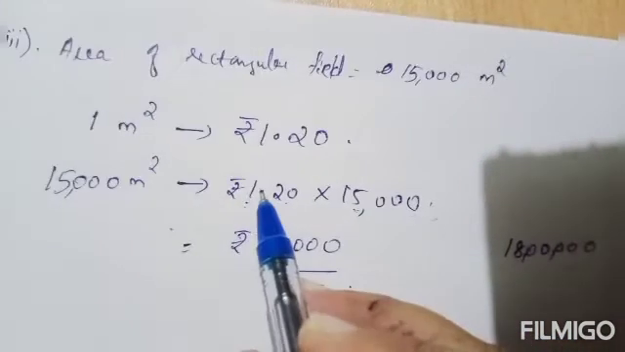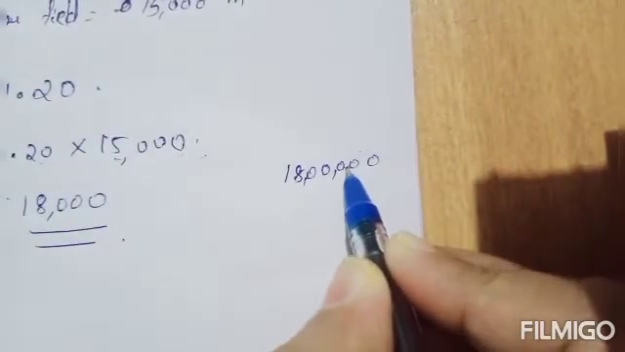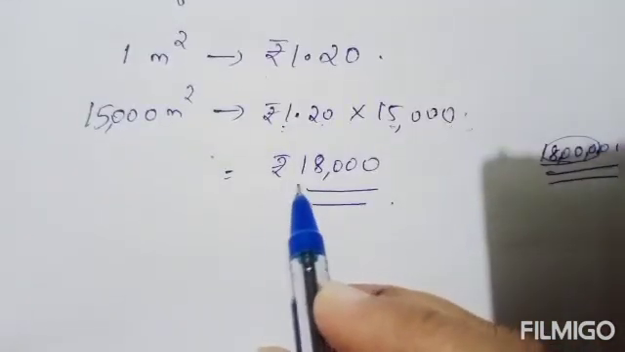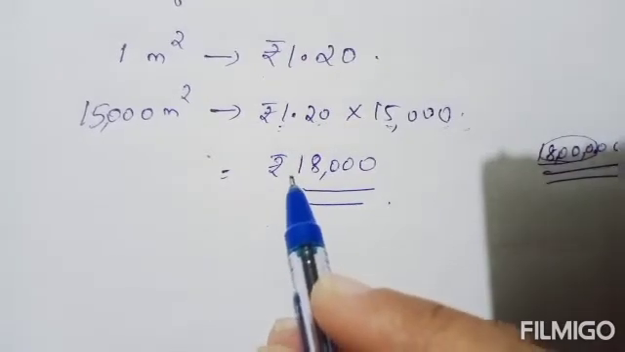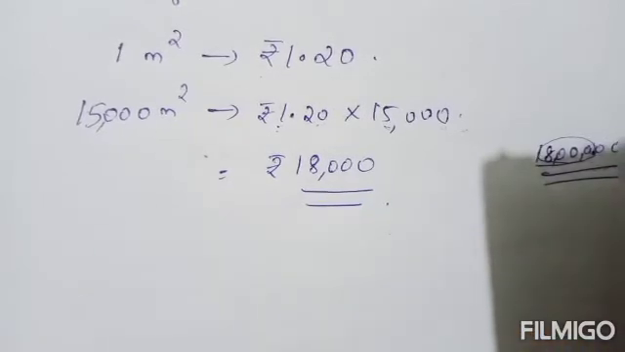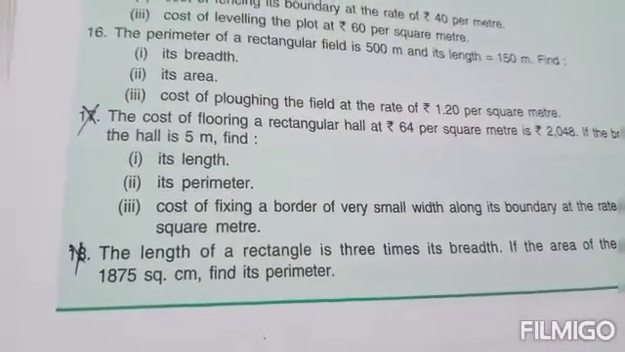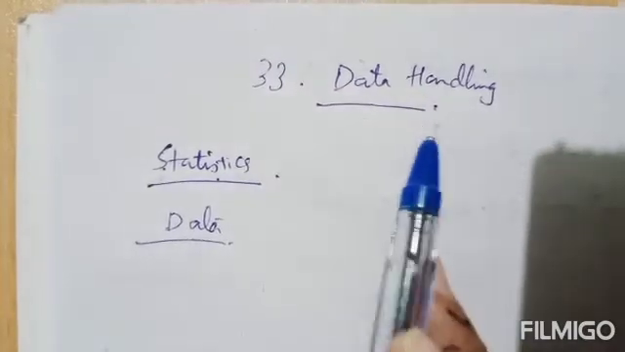But here after the decimal point 2 digits are coming, so here also after the decimal point 2 digits should come. So you will get the answer 18,000. Okay, so 18,000 rupees is the total cost of plowing the field at the rate of rupees 1.20 per square meter. Now the 17th and 18th questions are not needed. So our chapter 32 is over now. Next chapter, chapter 33, data handling.